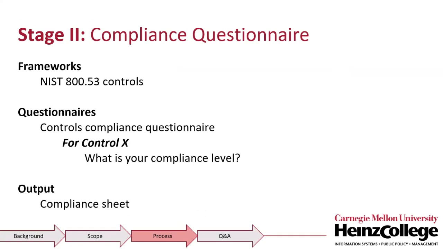The second step is the compliance questionnaire. Based on the selected risk event, the associated NIST 853 controls are used as an input to create a questionnaire to inquire about the organization compliance level for each control. This is entered in a percentage between 0 and 100%.